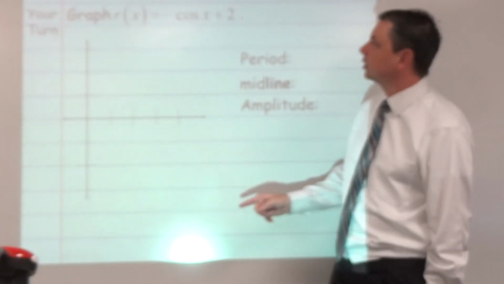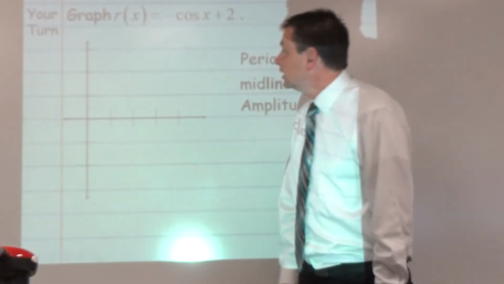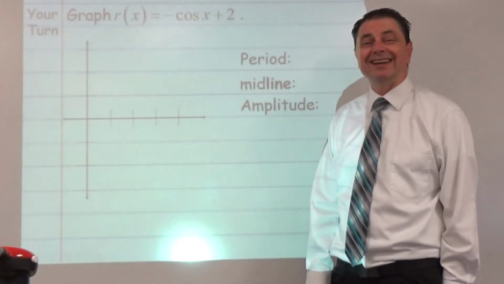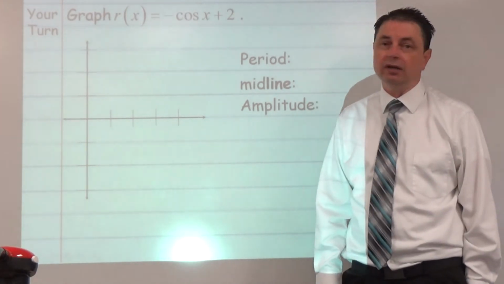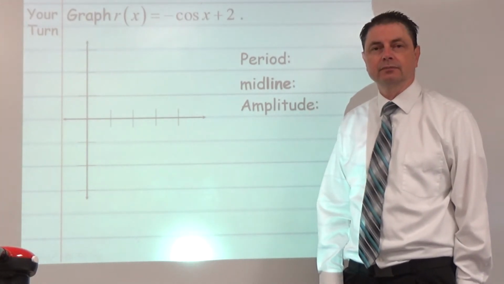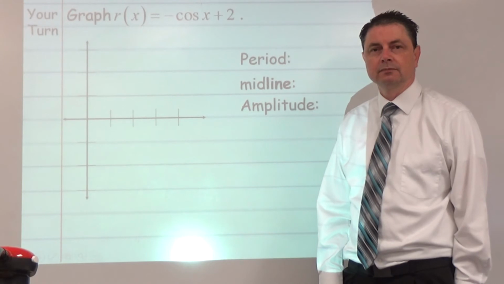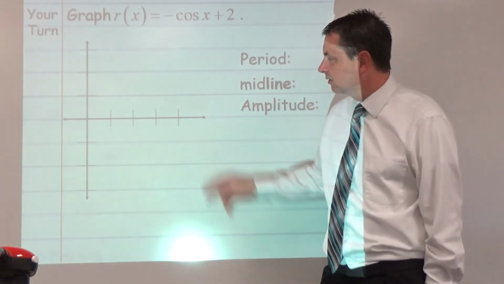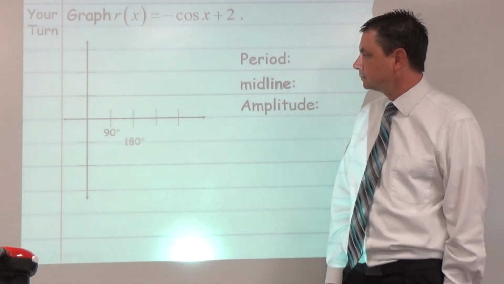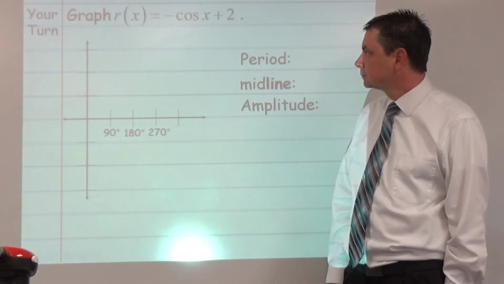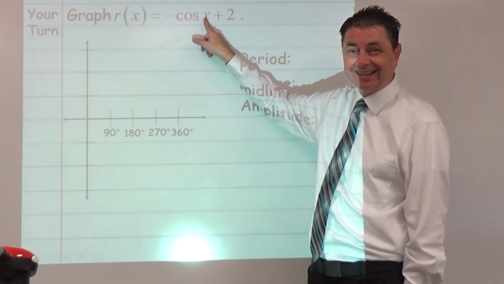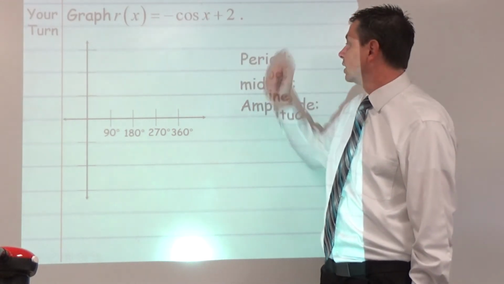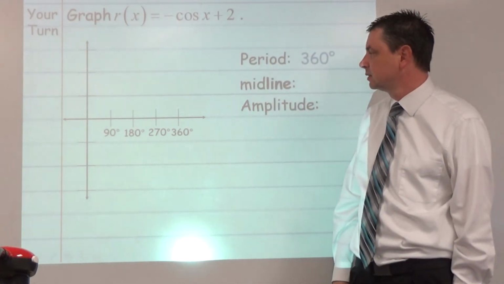It is now your turn to graph r of x, which is equal to negative cosine x plus 2. Pause the video here until you have everything. All right, let's make sure we've labeled our scale. Remember that our period is just cosine x, and that's what we've been working on. It's going to be 360 degrees.